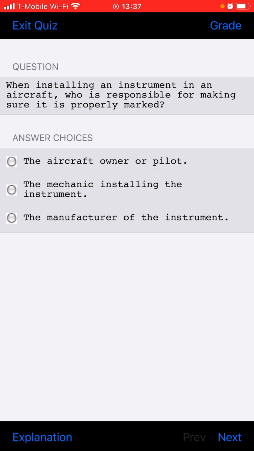What does the term wet wings mean? The term wet wings means sealed portion of the aircraft wing structure form fuel tanks.